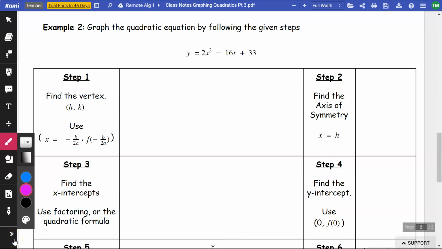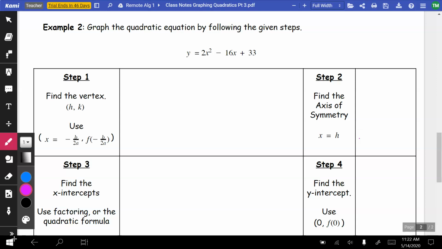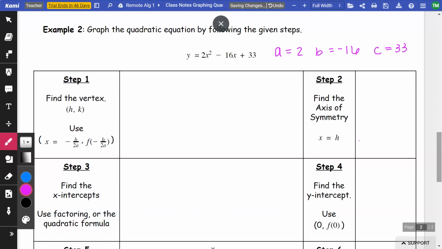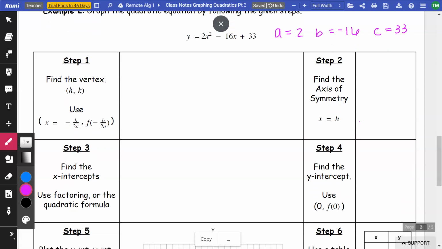So our equation in example 2 is 2x squared minus 16x plus 33. So a is 2, b is negative 16, and c is 33. So to find the vertex, we're going to take x equals negative b over 2a. So x is equal to the negative of negative 16 over 2 times 2. So x is equal to 16 over 4, or x is 4.